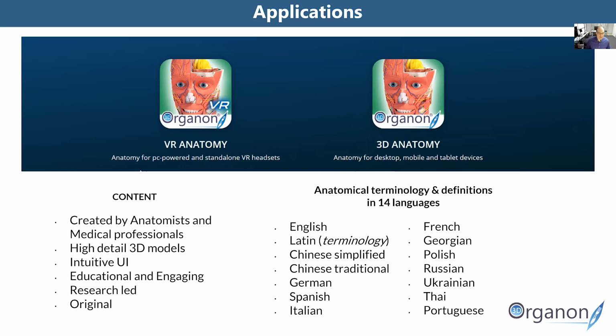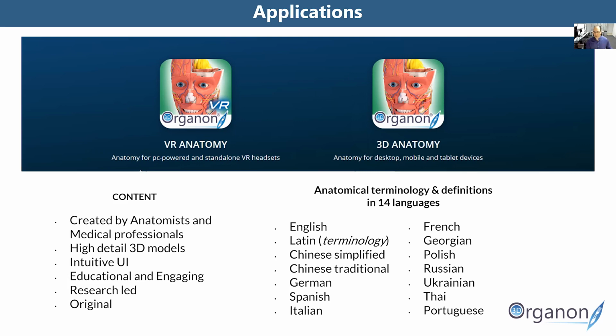The content in 3D Organon is extensive. There are over 500 pages of anatomy textbooks and text, I would say, definitions. The content is created by anatomists and medical professionals, by people with experience in surgery. We have highly detailed models and an intuitive user interface. The whole implementation of the software is aimed to be educational and engaging.